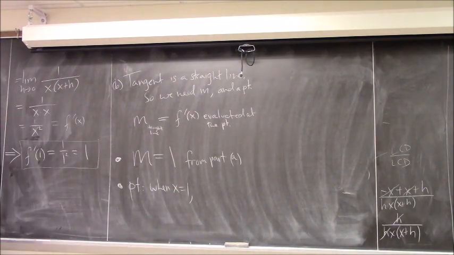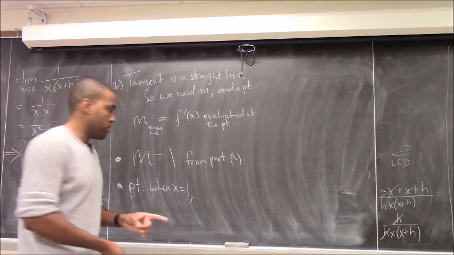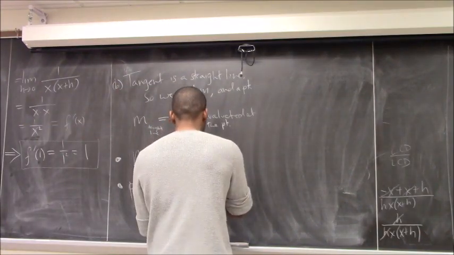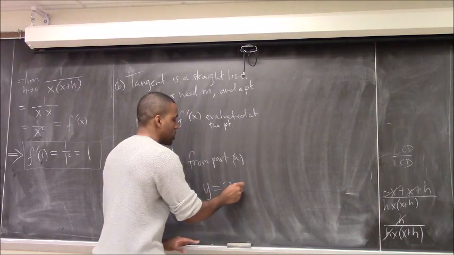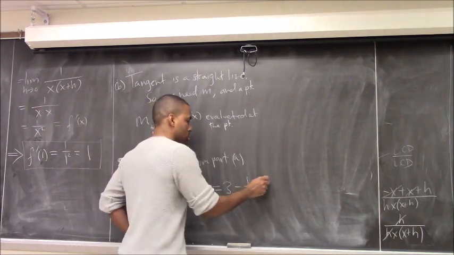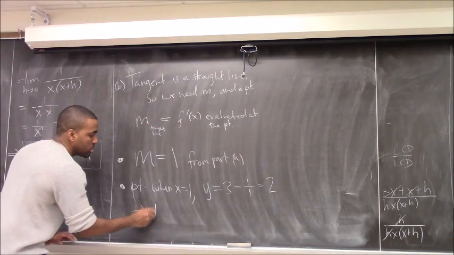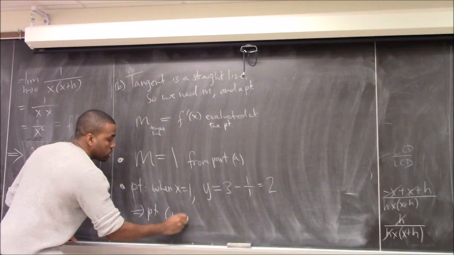How do I find the y value? Yeah, you plug x equals 1 back into the original function. So y will be, I know it's 3 minus 1 over x, so it's 3 minus 1 over 1, and that would give us 2. And so I know now that the point is (1, 2).